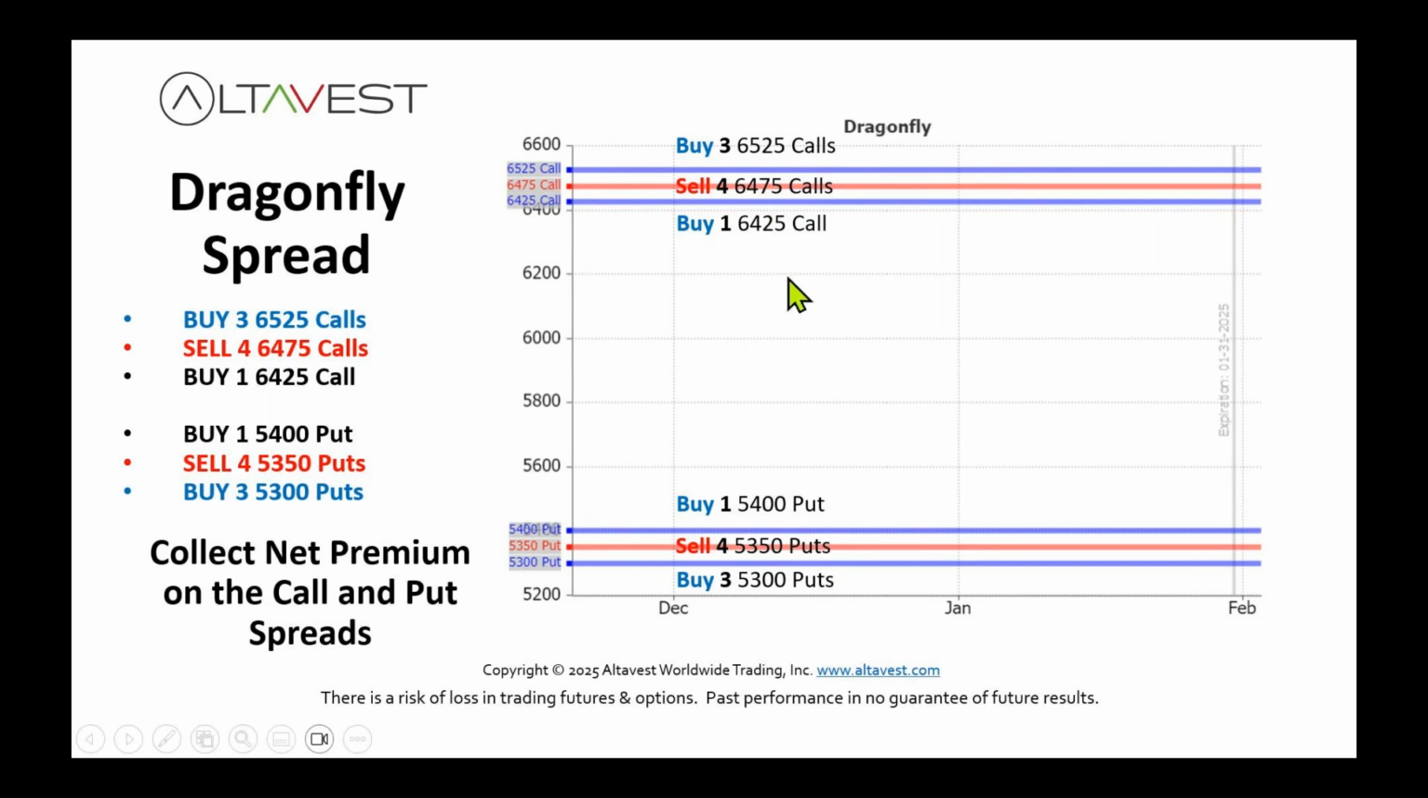The call that you own here and the put that you own being closer to the money has also a higher delta. So it will gain in value more rapidly, which is good for you because you own it. And theta decay will not impact it as rapidly as well because it's closer to the money compared to the 4 that you sold here and here. And then these 3 calls and these 3 puts that you buy further out of the money are there for a hedge or protection, and also to keep your margin requirement lower.